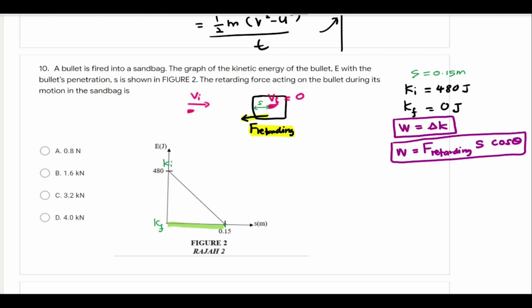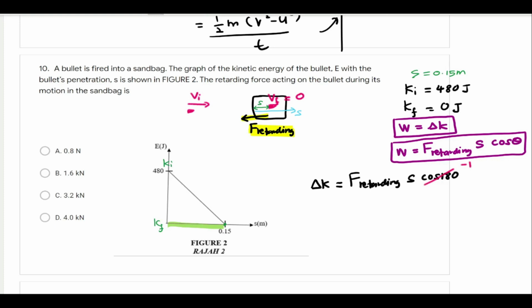So kita boleh tulislah. Since you can see here we have two equations of work, delta K is actually equal to F, the work done by the retarding force yang menyebabkan ada perubahan kinetic energy tadi, darab dengan S, which is the displacement, cos theta. Theta is the angle between F dengan S, mestilah 180 degree. Kenapa? Sebab dia kan bergerak ke sini, direction of S in this direction, but the direction of retarding force is opposite direction. So saya akan letak cos 180 degree, so this is equal to -1.